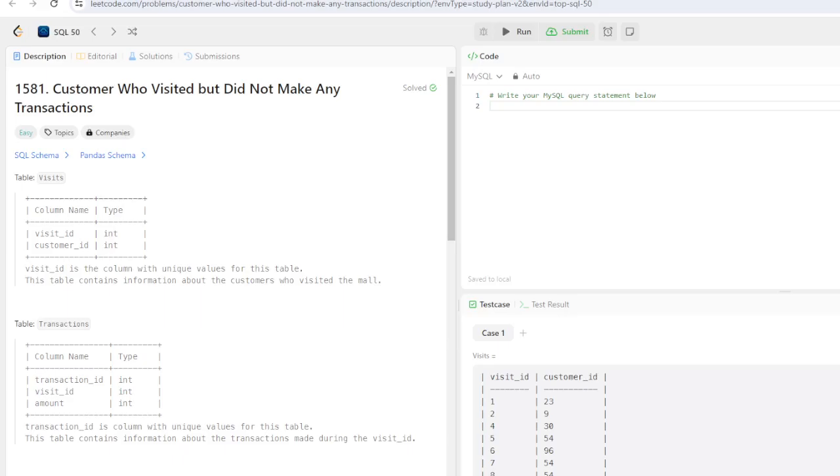Today we are going to solve another SQL problem from LeetCode website. And the name of this problem is customers who visited but did not make any transactions.